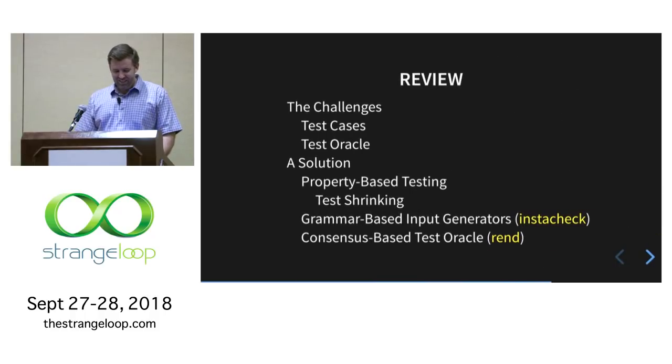All right, so let me just review real quick. The challenges of browser render testing that I've addressed basically fall into two categories: the automatic test case generation and the test oracle. And you can kind of sum it up as end-to-end test integration or test automation. There are three basic components to the solution that I'm proposing. The first is property-based testing, and critically important there is test shrinking. Second, grammar-based input generators, and there's a standalone project that can do property-based testing of grammar-defined inputs called InstaCheck. And then the consensus-based oracle to be able to automate determining whether the case is correct.